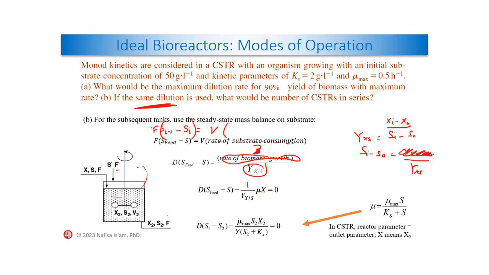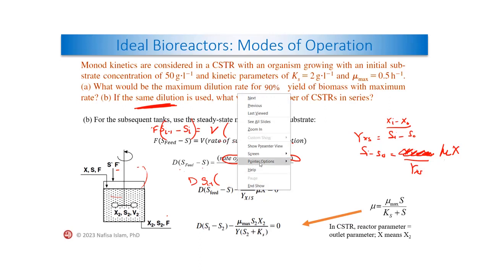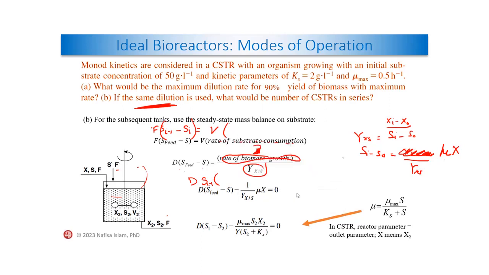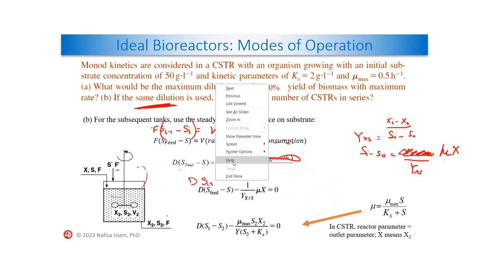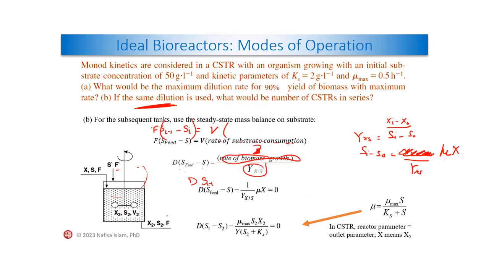But for Monod and everything, we basically know that this is mu X. Whatever is your X right now, you just multiply by that. So that's what we did here. D S feed minus S, or as I like to call it, D Si minus 1 minus Si is equal to mu X divided by Y. Okay, so that's your basic thing.